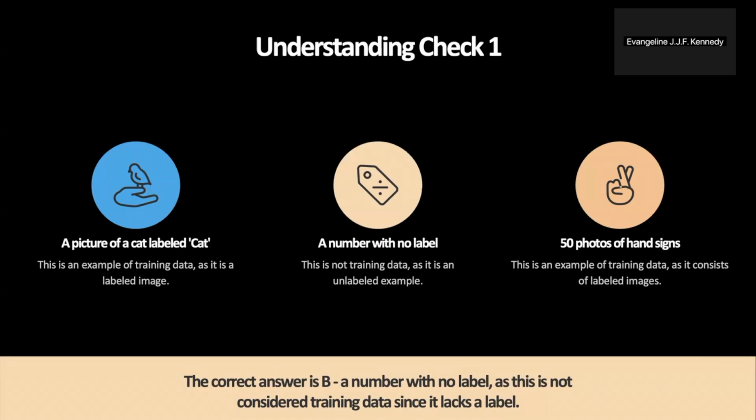Because the label is missing, the AI cannot learn from it. And then three, 50 photos of hand signs with the correct sign. Yep, that is training data. The rule is super simple. No label, no learning, at least in supervised learning.